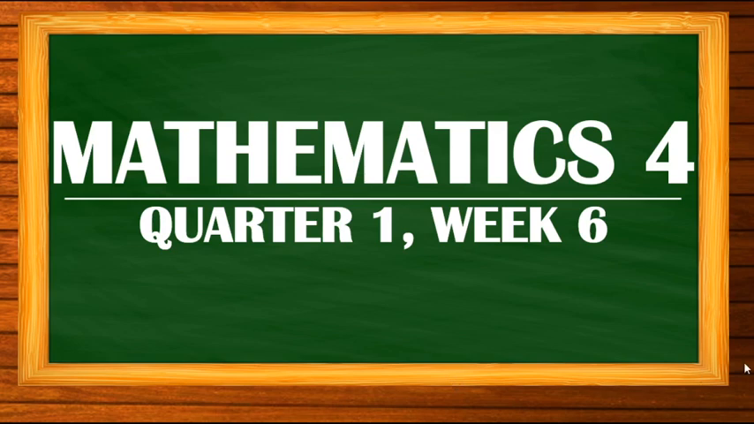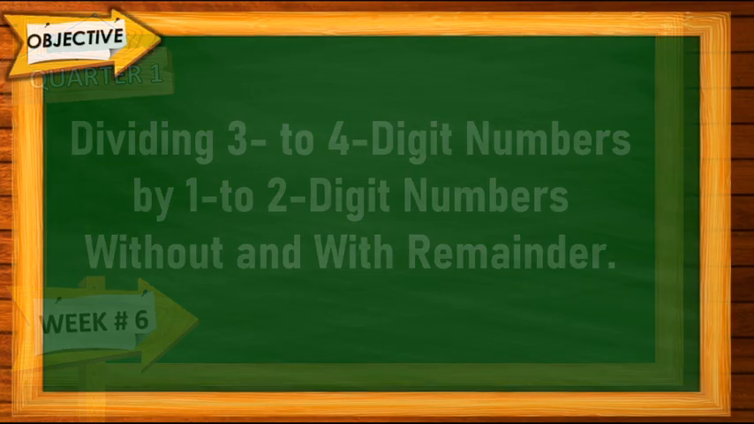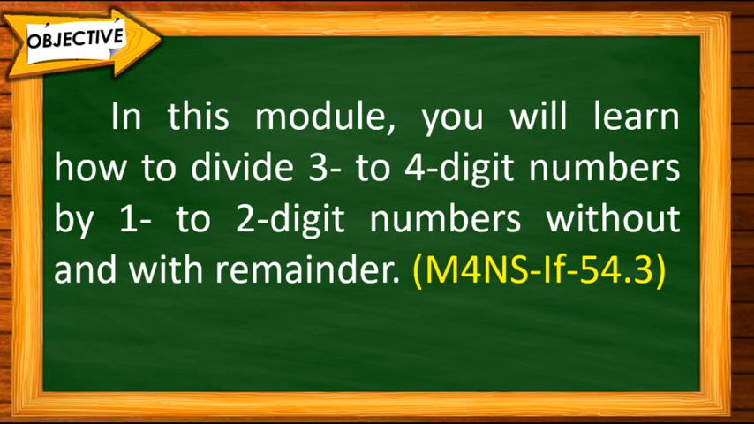Mathematics for quarter 1, week number 6. Dividing 3 to 4 digit numbers by 1 to 2 digit numbers without and with remainder. Objective. In this module, you will learn how to divide 3 to 4 digit numbers by 1 to 2 digit numbers without and with remainder.